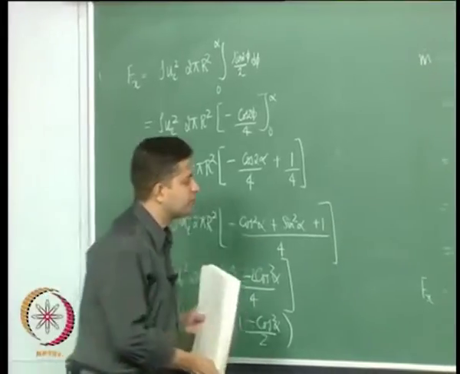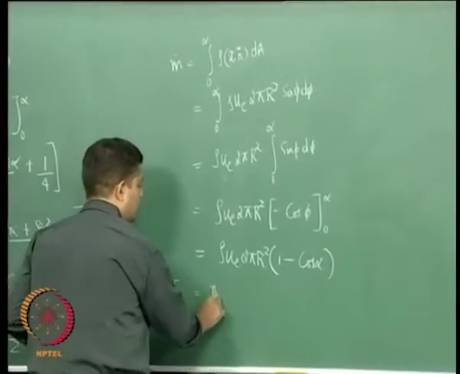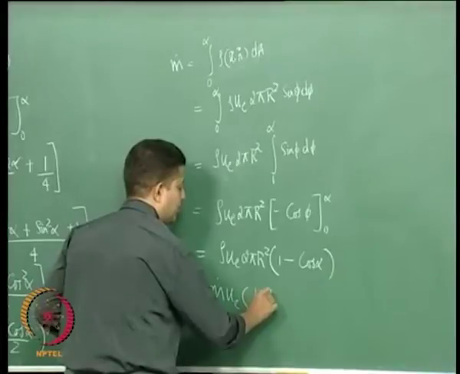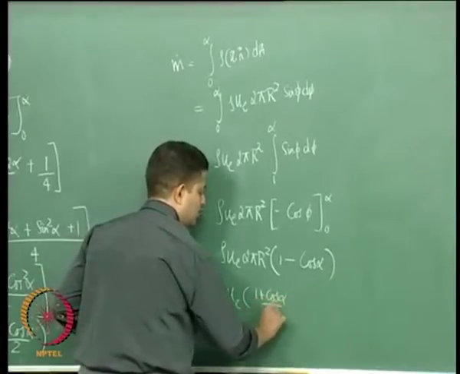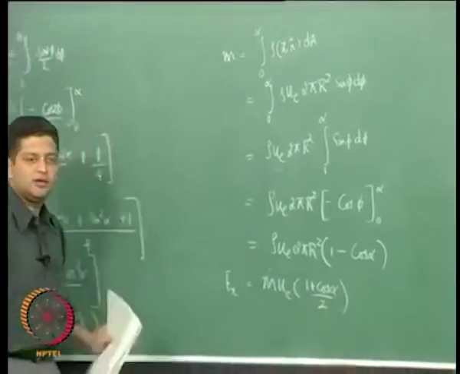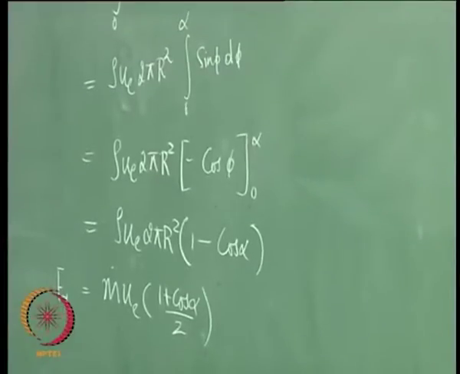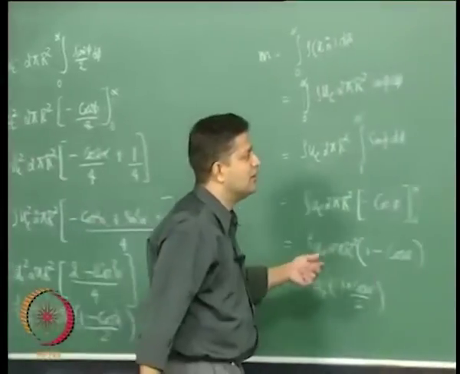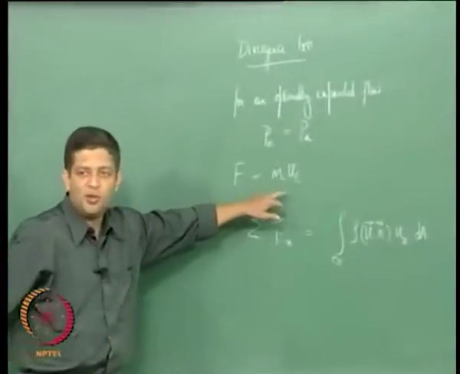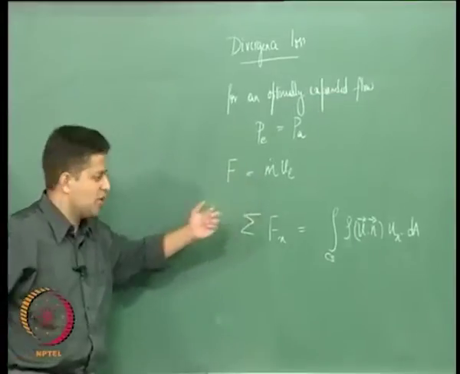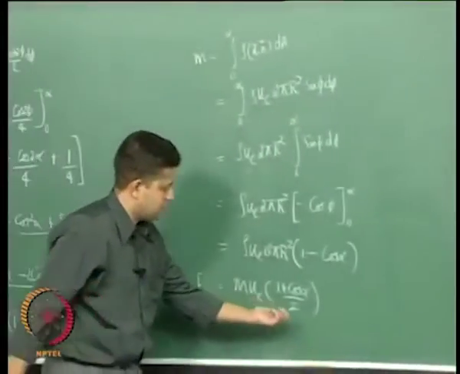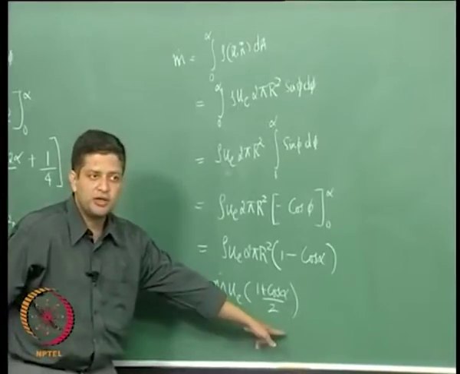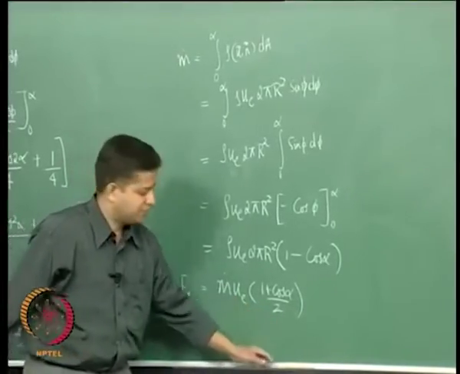So, you will get m dot u e times 1 plus cos alpha by 2. Now, if you remember, what we started with was F is equal to m dot u e. So, we have now got a multiplication of 1 plus cos alpha by 2. This term is also denoted as lambda.